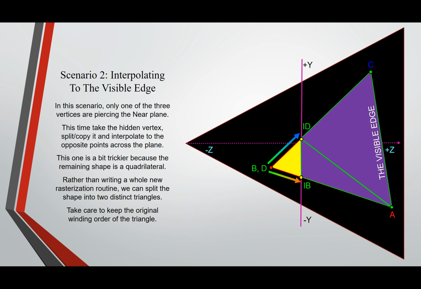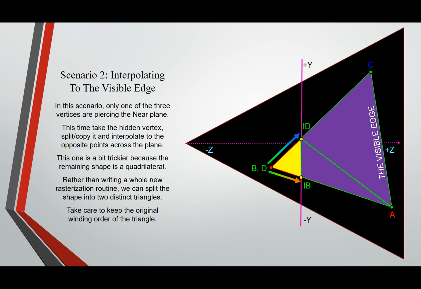Now this one is a little trickier, as you can see, because when you have a visible edge and then you interpolate to the visible edge, you actually end up with a quadrilateral, right? You end up with a shape that has 4 points, and the problem is, if you wanted to draw that shape, those 4 points, you have to write a new type of drawing routine to draw quadrilaterals.